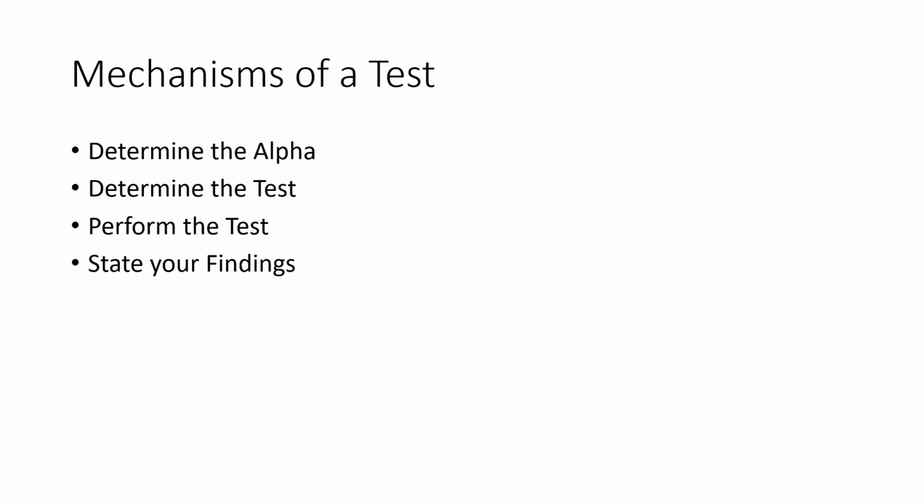So here are the mechanisms of the test. We determine the alpha. Remember, the status quo assumption of alpha is typically 0.05. We determine the type of test that we're going to utilize. We perform the test, and we state our findings. All right?